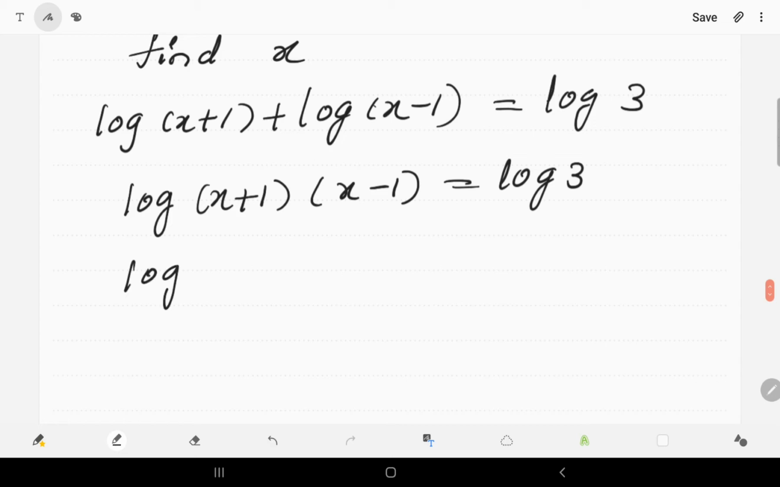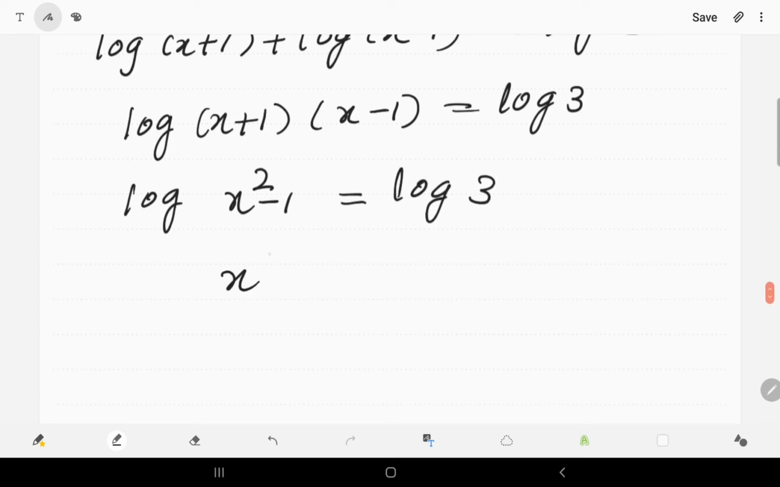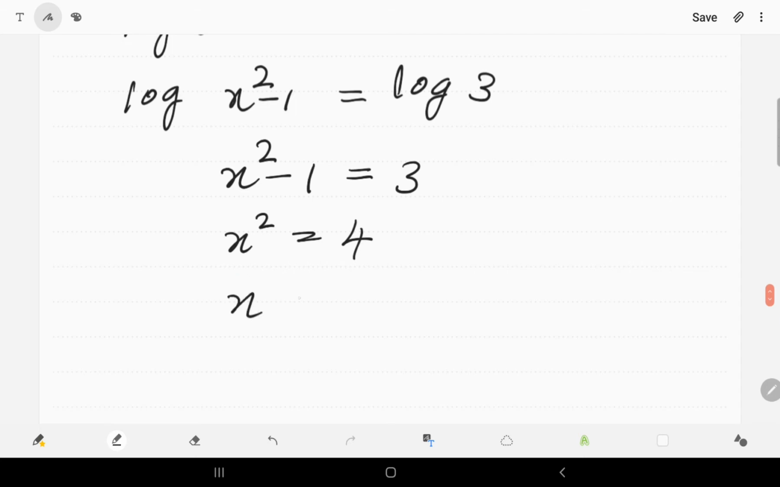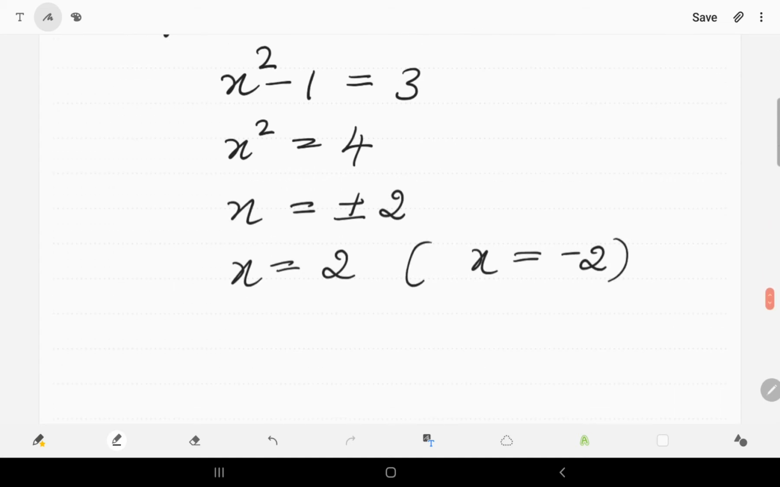So log of x square minus 1 is equal to log 3. On both sides we have log, so removing log, x square minus 1 is equal to 3. So x square is equal to 4, or x equals plus or minus 2. But x equals 2, because x is not equal to minus 2, since log of any number is non-negative.